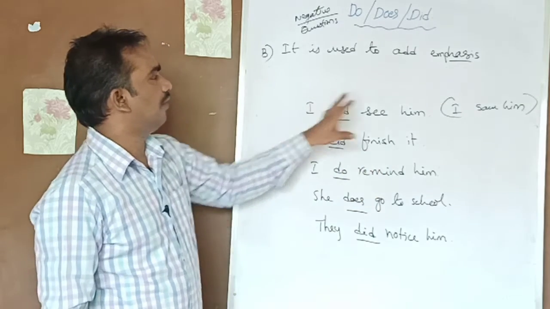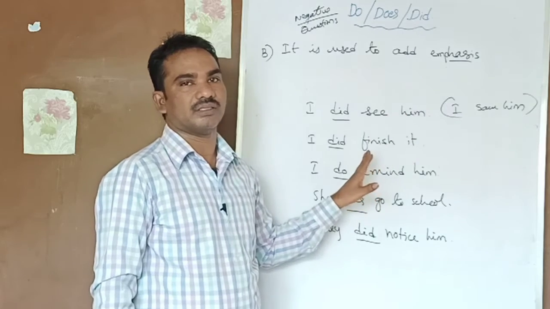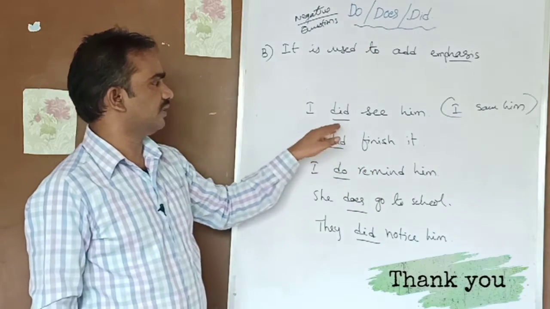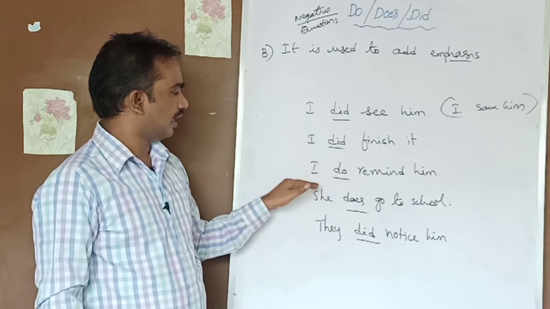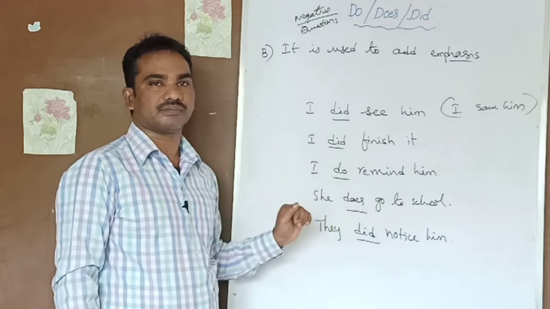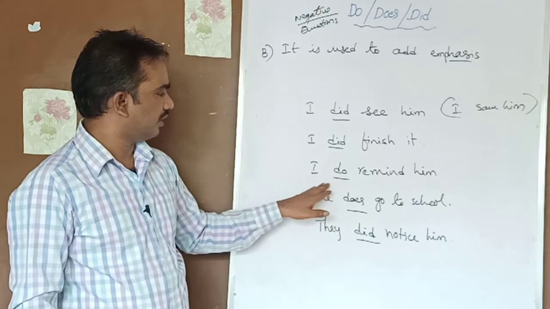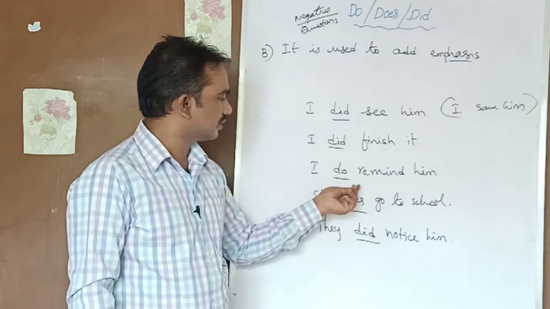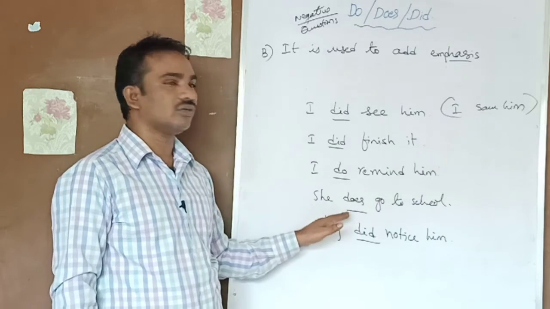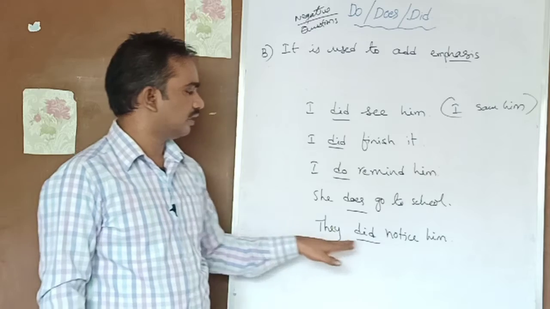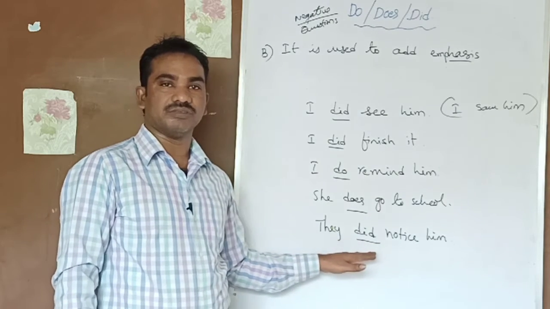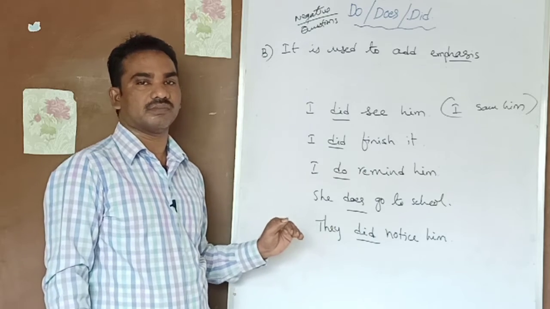Okay. To emphasize something, we use do, does, did. For past tense we use did. And for the present tense we use do. I do remind him. So why do here? This is a present tense. I do remind him. She does go to school. They did notice him. So they didn't notice you. They did notice you. Right.